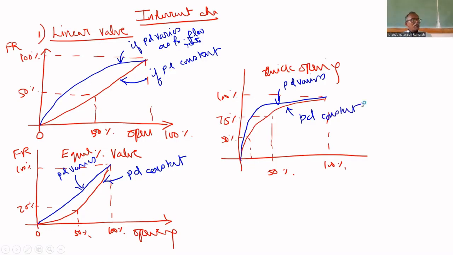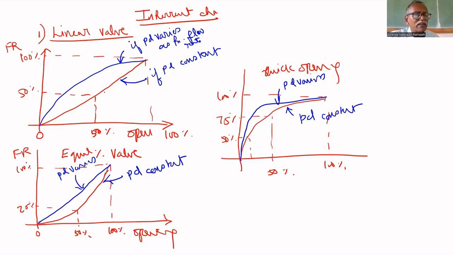So what happens to the characteristics? If it is a linear valve, it is no longer linear if the pressure drop across the valve is not constant. If it is equal percentage, it becomes linear. If it is quick opening, it becomes more quick opening.